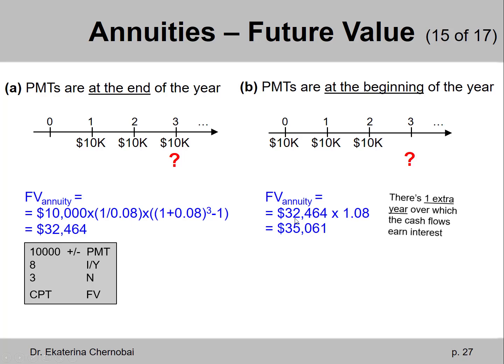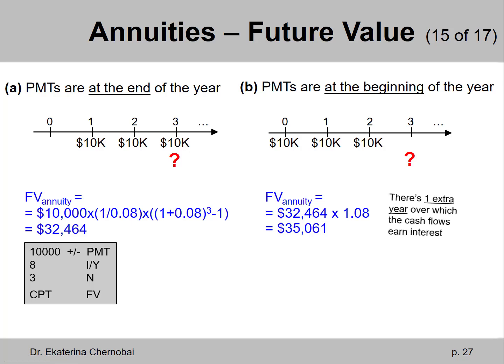There is 1 extra year over which the cash flows earn interest, every single cash flow in our annuity. So we take $32,464 and multiply it by 1 plus the interest rate, which is 1 plus 8%, or simply times 1.08. And we get $35,061. This answer is higher than the answer in part A because of the extra 1 year worth of interest that all 3 of our deposits will earn.